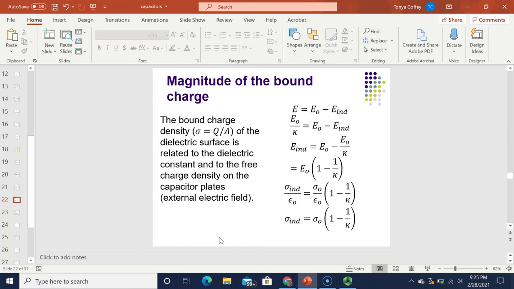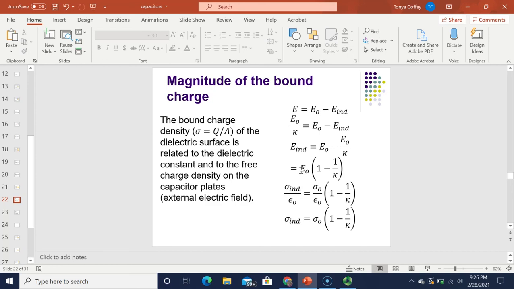Now, we have previously discussed what the electric field is in between two surface charges. The electric field in between two equal but opposite surface charges is just the surface charge density sigma divided by epsilon naught. You can look back at some of our lectures on Gauss's law if you want to understand this a little better. So here our electric field from the induced surface charges would be the surface charge density from the surface of the dielectric, which I'm calling sigma induced, divided by epsilon naught.